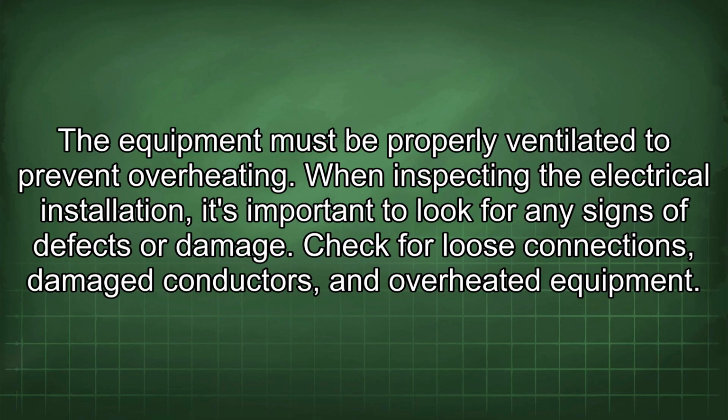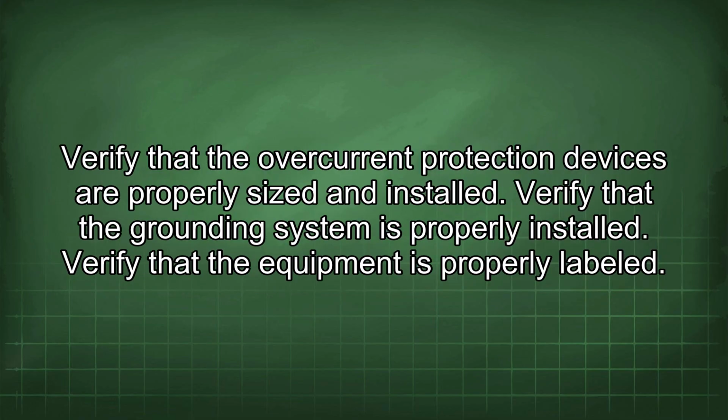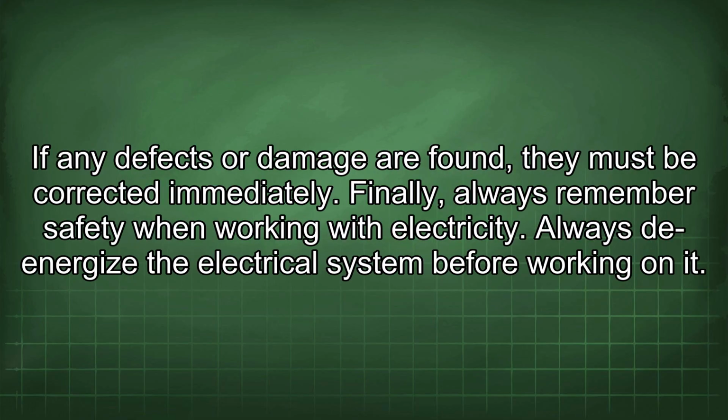When inspecting the electrical installation, it's important to look for any signs of defects or damage. Check for loose connections, damaged conductors, and overheated equipment. Verify that the overcurrent protection devices are properly sized and installed. Verify that the grounding system is properly installed. Verify that the equipment is properly labeled. If any defects or damage are found, they must be corrected immediately.